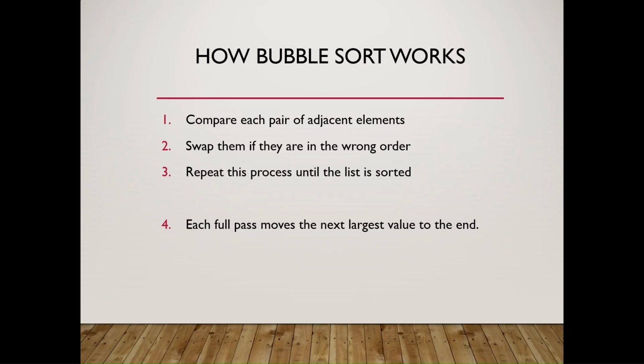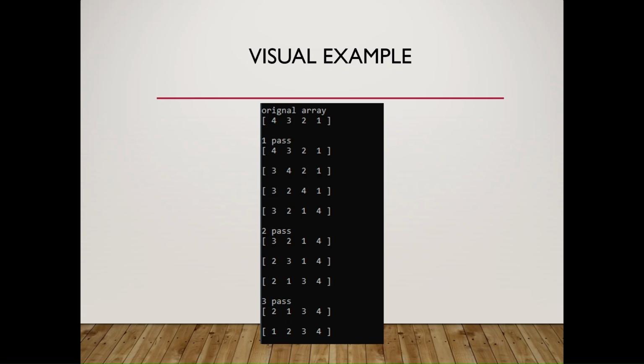How does bubble sort work? It compares each pair of adjacent elements and swaps them if they are in the wrong order, and repeats this process until the list is sorted. Each full pass moves the next largest value to the end. Here we have a visual example in which you can see we have an array of 4 elements. In the first pass, it will compare 4 and 3. We have to arrange this array in ascending order.